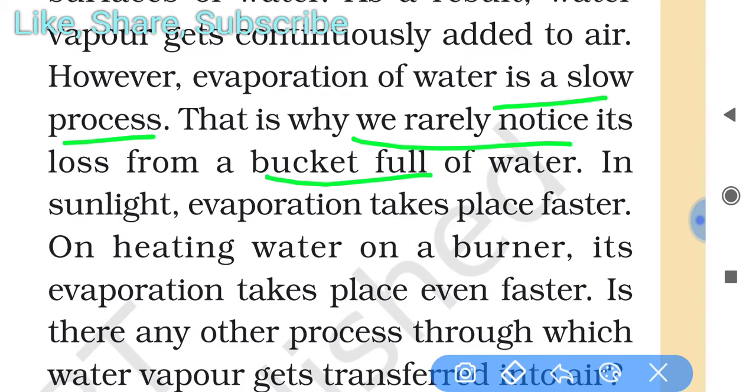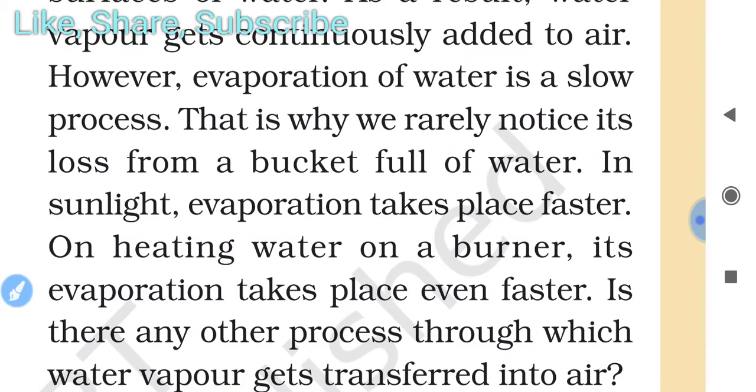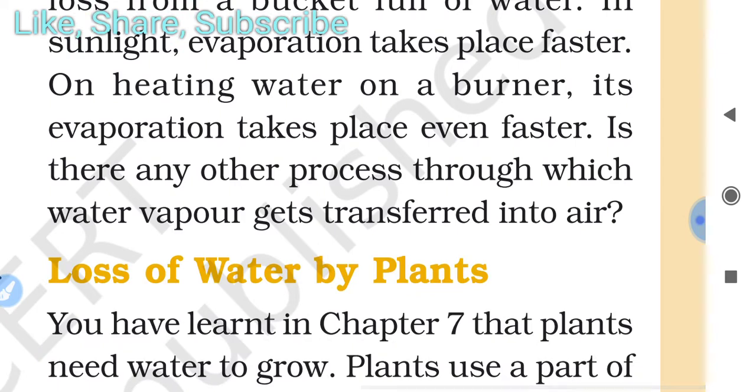From a bucket full of water in sunlight, evaporation takes place faster. It is like when you wash your clothes, or if your parents wash your clothes, and they dry up in direct sunlight. That's why they put them in the direct sunlight: in direct sunlight evaporation takes place much faster and your clothes dry up quickly. On heating water on a burner, its evaporation takes place even faster.